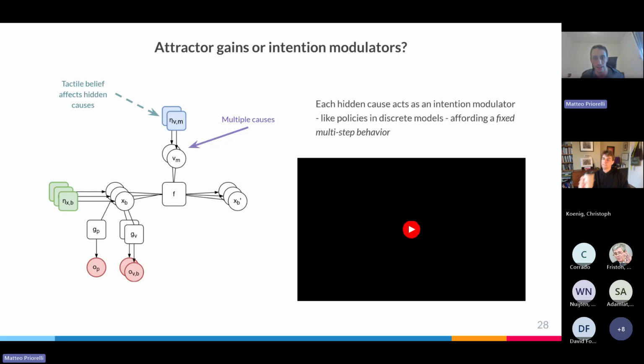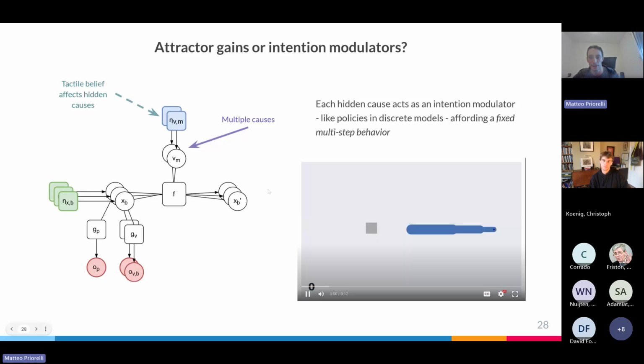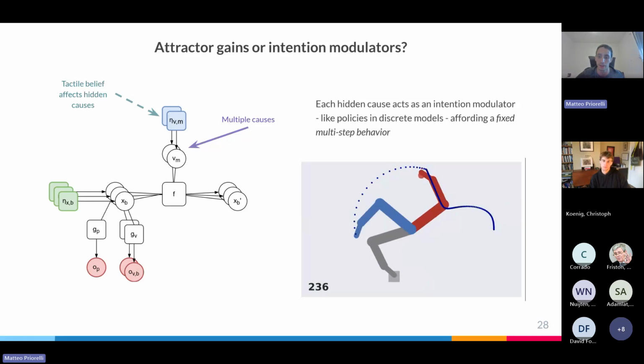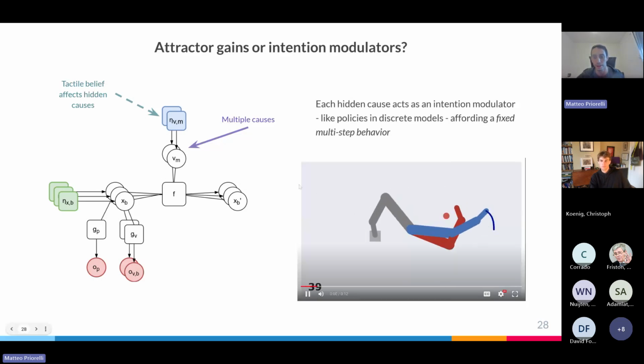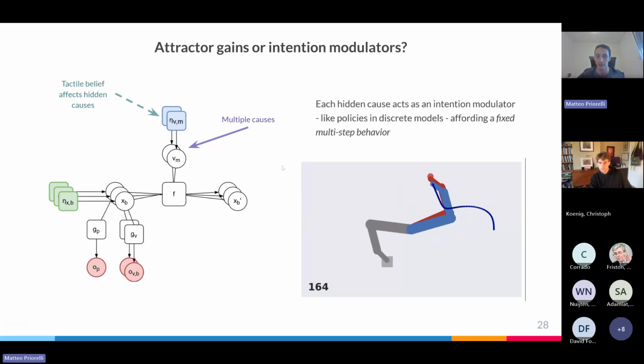If you consider this configuration with this kind of hidden causes, the hidden causes actually do not only act as attractor gains, but also as intention modulators, like how policies in discrete models work. And for example, if we let the prior over the hidden causes depend on some tactile belief, we can afford some sort of fixed multi-step behavior. You see here that the agent has to first reach the red ball and then the gray square. And you see that the agent maintains throughout the task these potential body configurations, so that the transition between the two actions happens very fast.